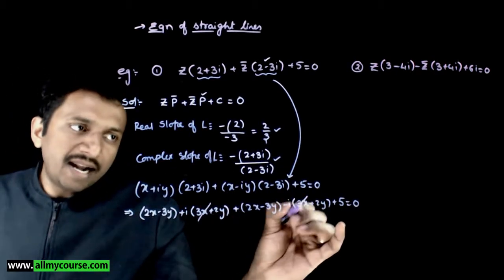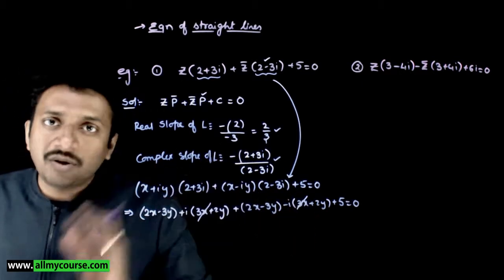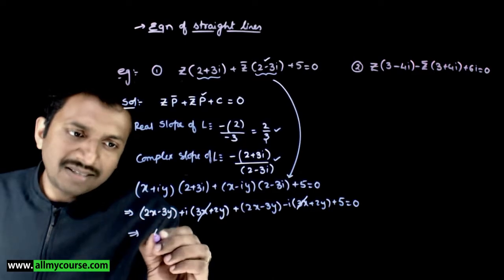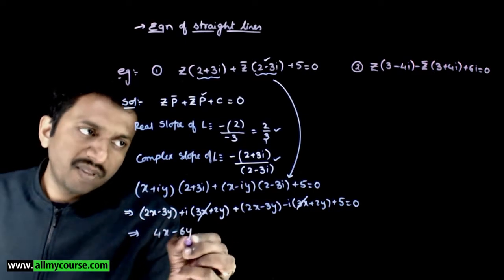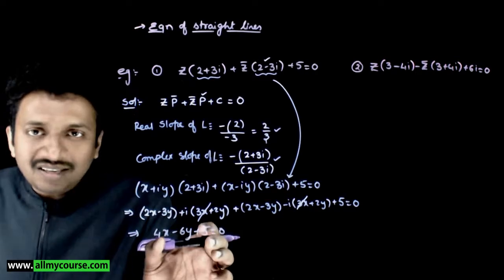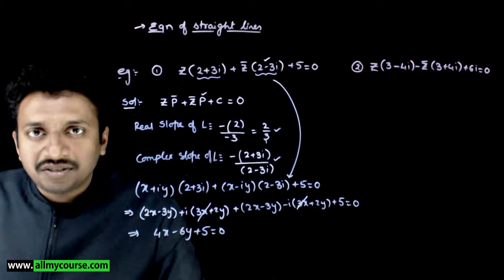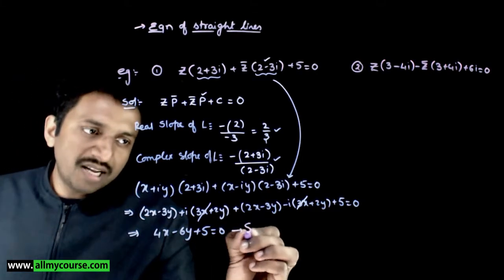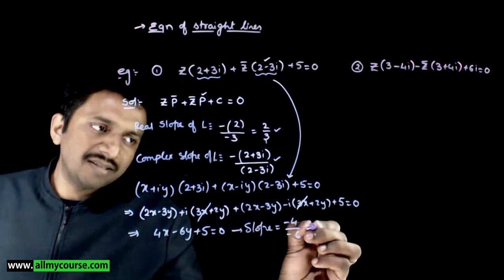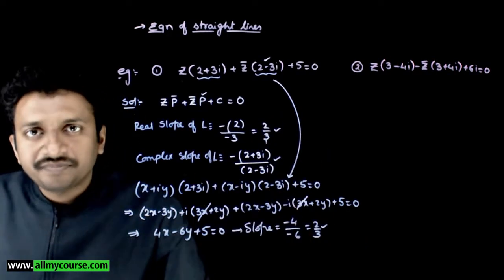So the i terms get cancelled. As you expected, the imaginary parts got cancelled. So this implies 4x − 6y + 5 = 0. So this is the corresponding equation in the Cartesian system. So what is the slope of this line? Minus of 4 by minus 6, that is 2 by 3, which is exactly the same as this.